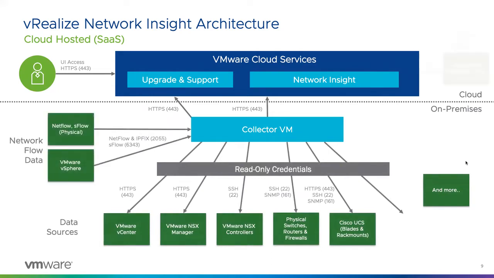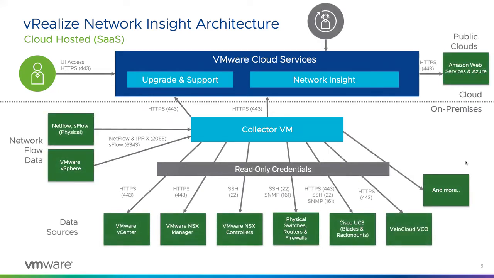So when we look at this, it's a very similar model to what we looked at with the on-premises architecture. As I mentioned, the only difference in this case is the VMware Cloud Services is hosting the upgrades and the support and the Network Insight platform in VMware Cloud Services, and is communicating with the collector virtual appliance that's running inside the data center or various data centers, depending on the size of the footprint that we're monitoring within vRealize Network Insight.